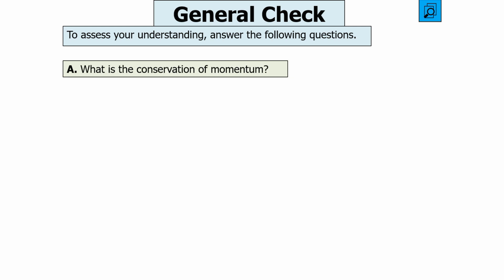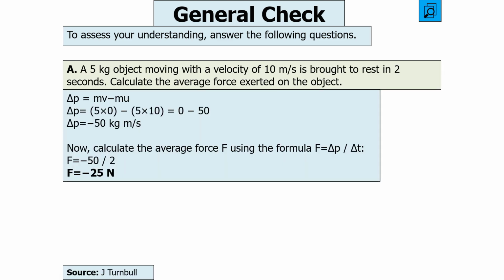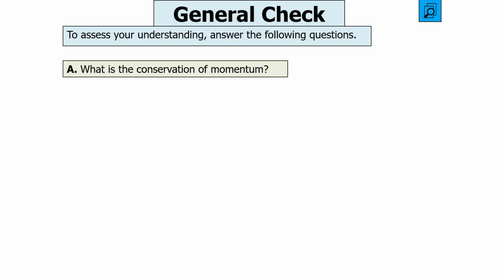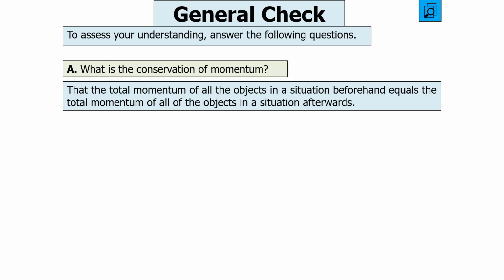What is the conservation of momentum? So pause the video now, then unpause the video when you want to go through your answer. This is that the total momentum of all objects in the situation beforehand equals the total momentum of all the objects in the situation afterwards.